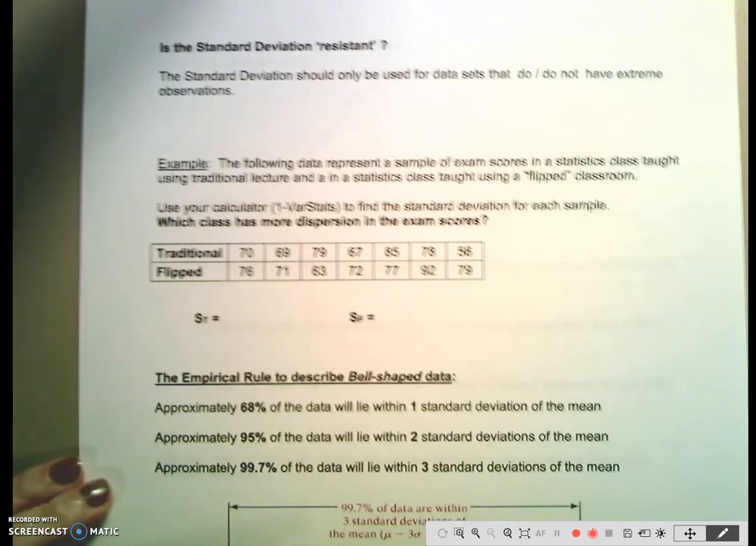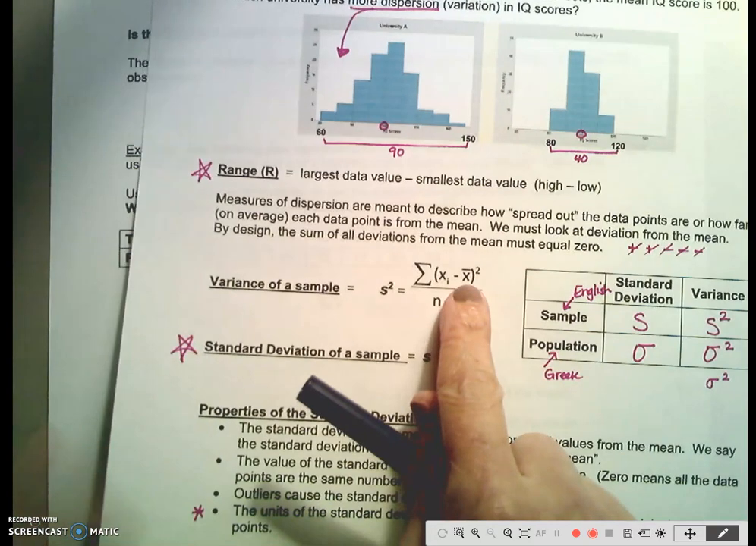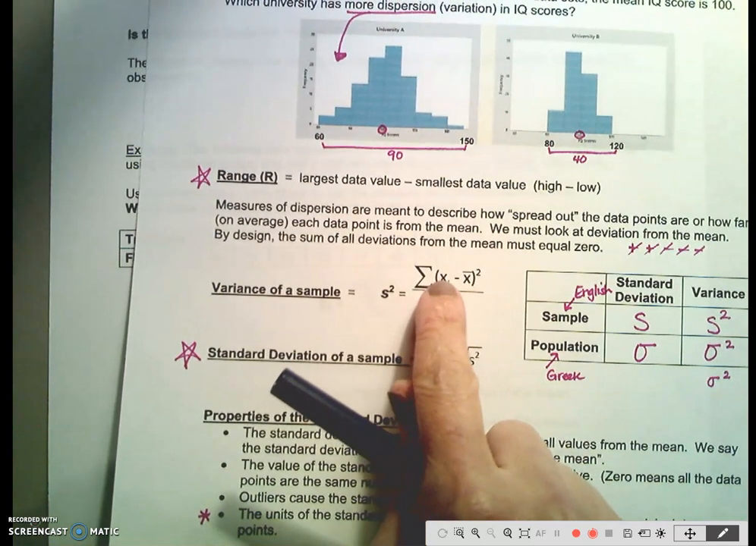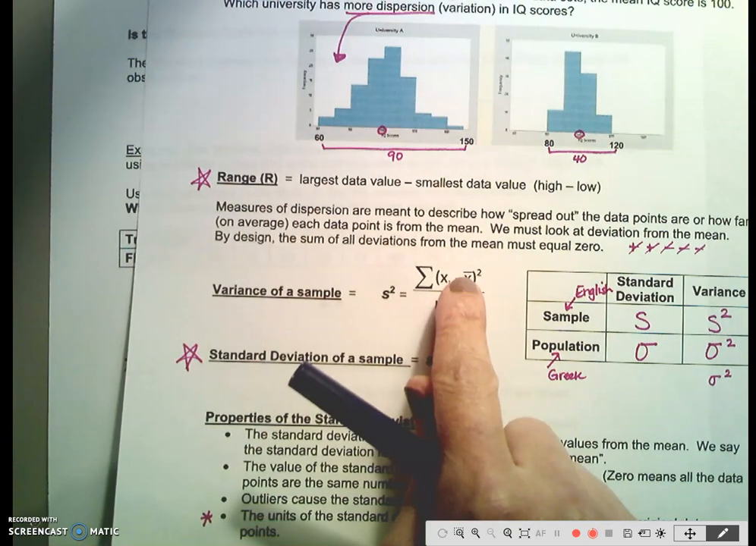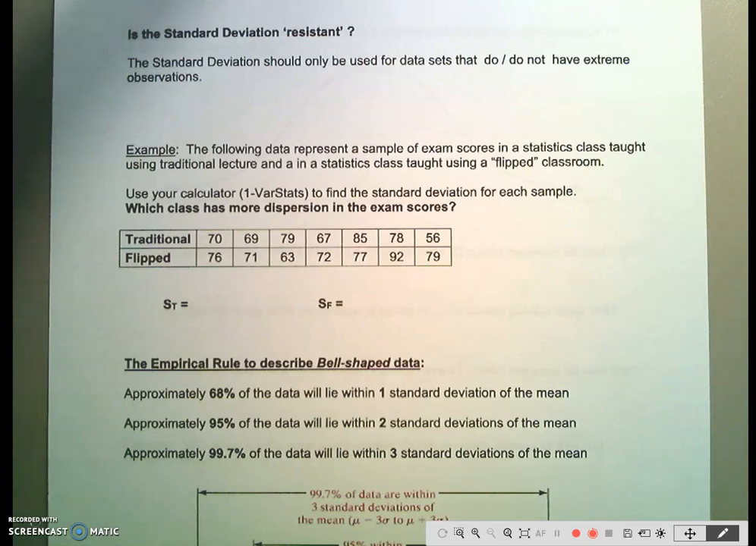So we talked about resistance before. We found out that the median was more resistant than the mean because the median could handle these extreme values and these outliers. So now I want to know, is the standard deviation resistant? What do you think? If you think about the formula for standard deviation, which involves the mean, it involves using all of the data points and the mean and basically running something similar to an average. Do you think the standard deviation is resistant?